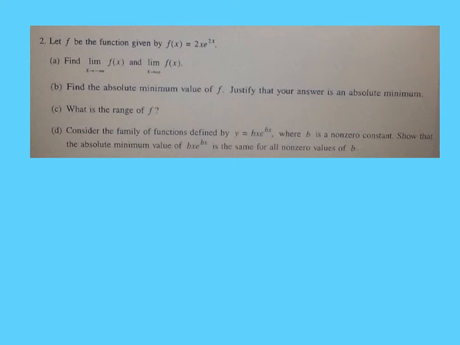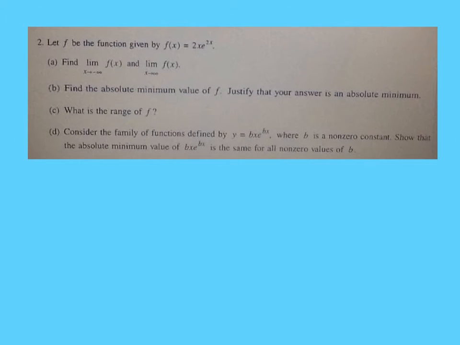We could verify this with our limits if we just take the limit as x approaches negative infinity of 2x e to the 2x. So as we go to negative infinity, this part of the function is just going to get bigger and bigger negatives. So we're going really big.